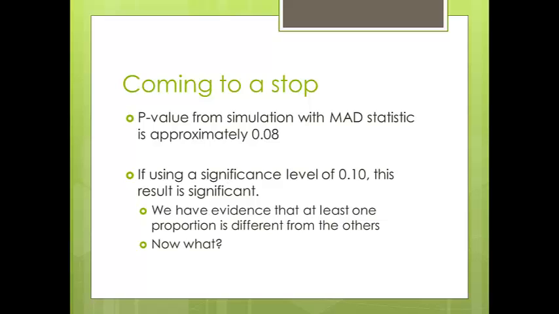So if we have evidence that at least one proportion is different from the others, that is, we have evidence that the alternative hypothesis is true and at least one of the types of cars is stopping at a different frequency than another, what do we do now? If you told someone on the street, we just did this analysis, we have evidence that at least one of the types of these cars is different from the others, the person would probably say, which one, or which ones are different. The MAD statistic isn't answering that question for us, so what do we need to do?